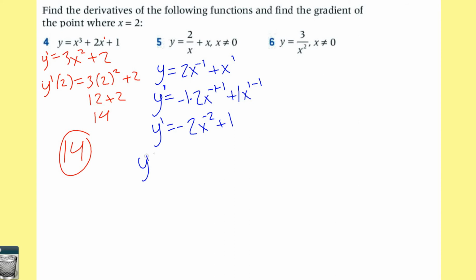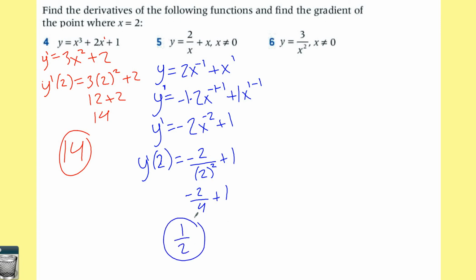I'm going to find it when x is 2. Alright, so we get negative 2. I don't like it as an exponent of negative 2, so I'm going to move that x squared to the bottom, back on the denominator. Then we get negative 2 over 4 plus 1, so that's negative 1/2 plus 1, so we just get 1/2. I just solved it, that's all I did.